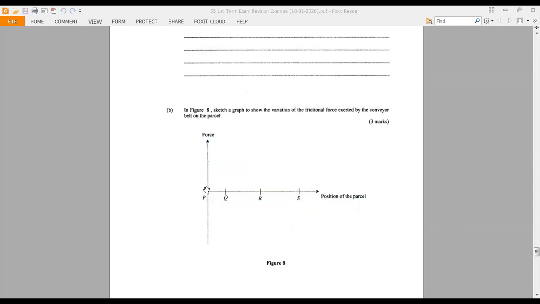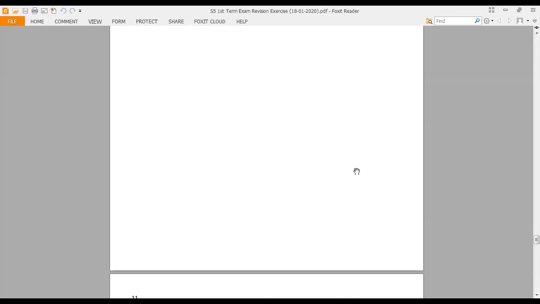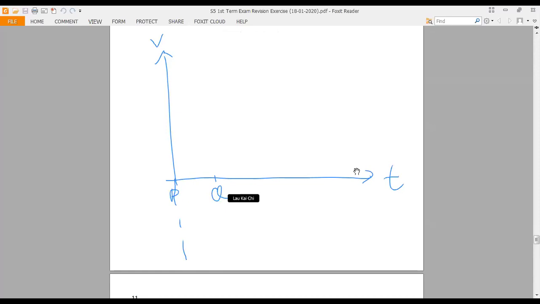Now for this question, we can also ask how to draw the VT graph. Now let's say this is P, Q, R, S. So what you can do on drawing this graph?